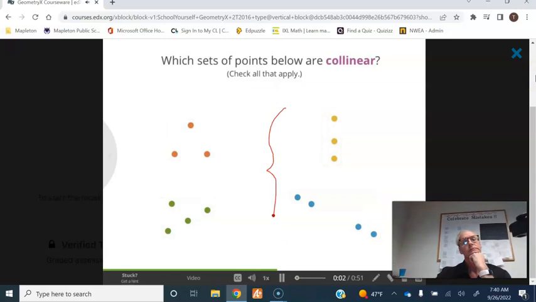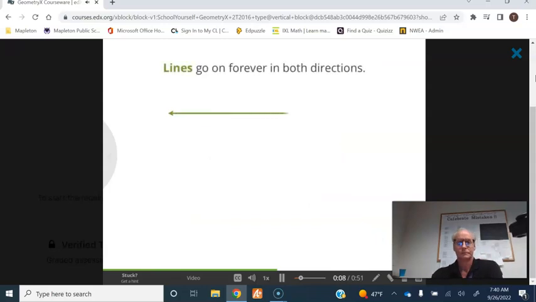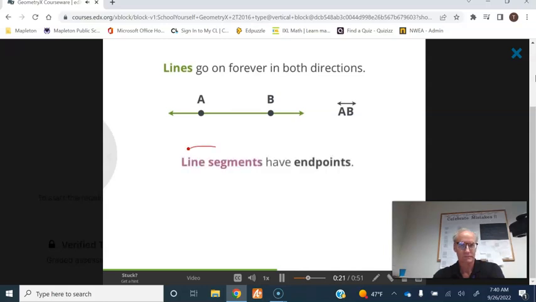Great, so these 2 sets of points on the right are collinear, and here are their corresponding lines. So as we already said, lines go on forever in both directions, and lines are named after any 2 points with a line symbol on top of them. Now when a line does not go on forever, it gets a different name. It's called a line segment, and line segments have what are called endpoints, places where they end or stop.